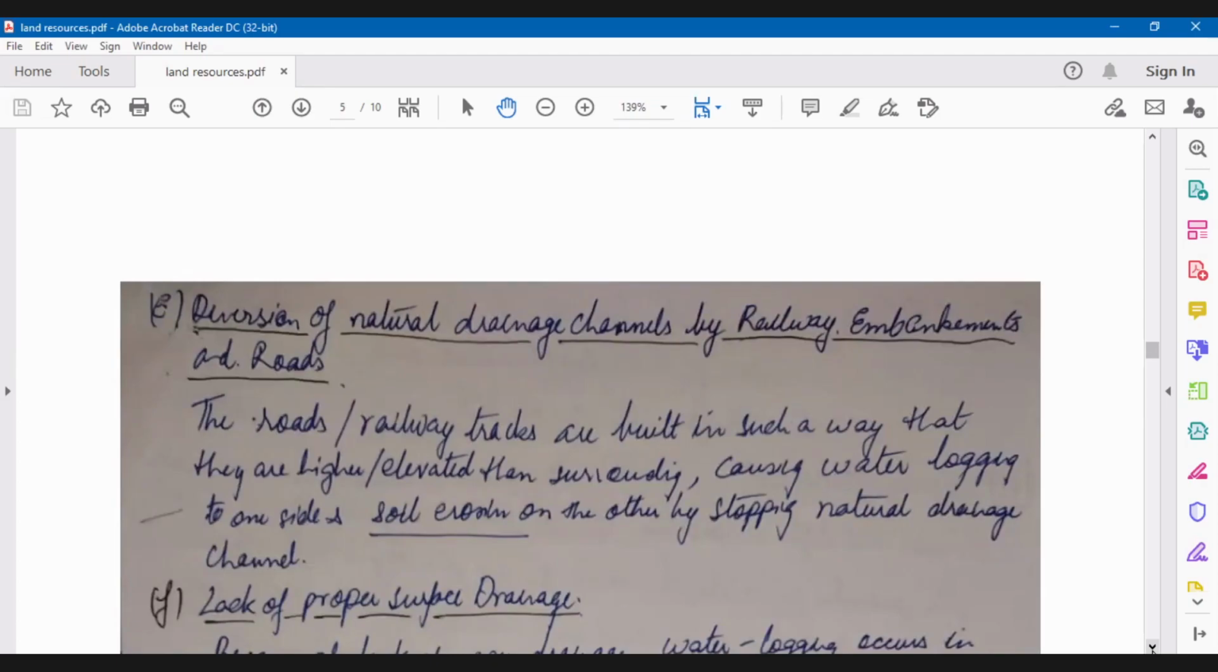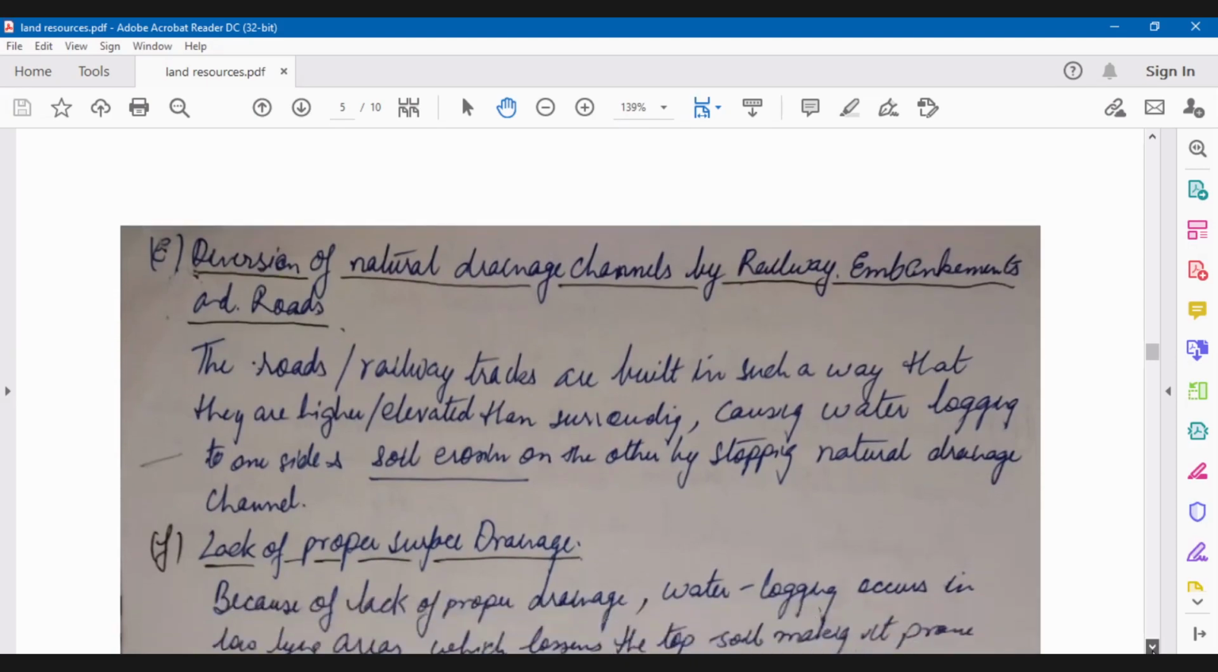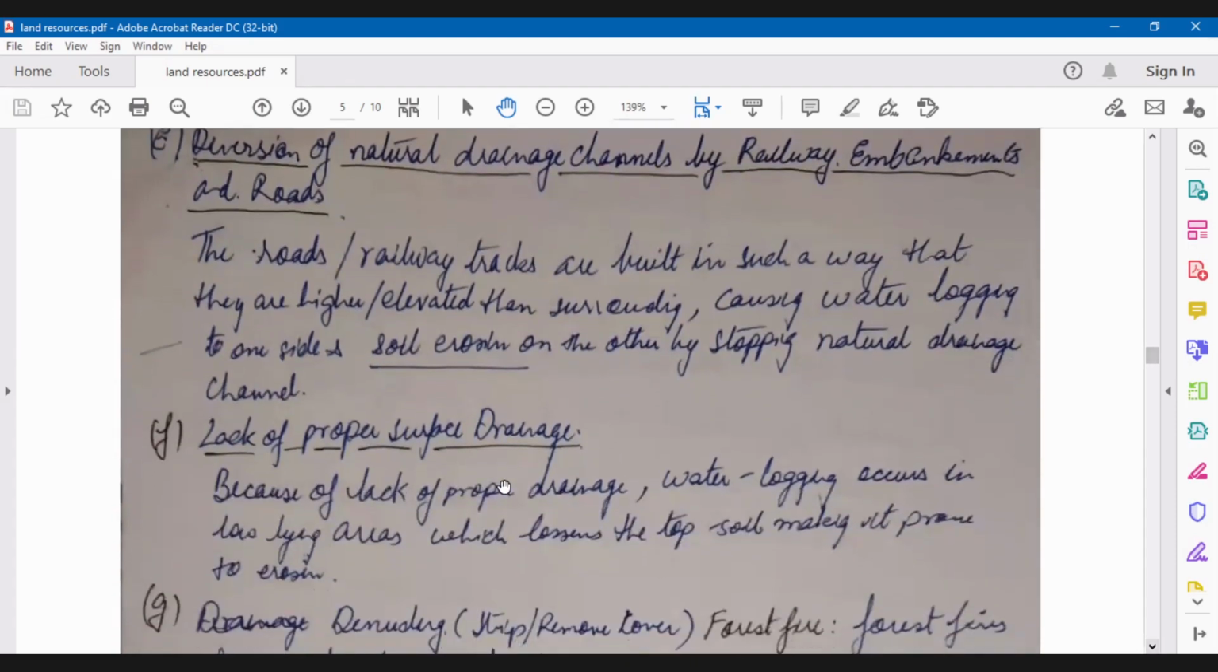So from an ecologist or environmentalist point of view, all these things are leading to land degradation. Although it's development, on the other side, it has its own disadvantages. So this is one of the factors. Then we have lack of proper surface drainage. So this can lead to waterlogging.